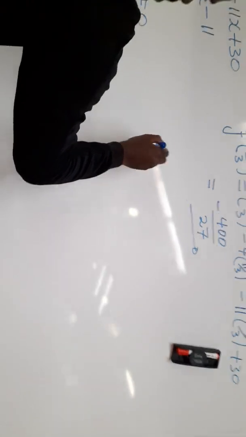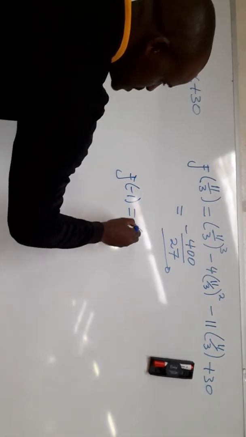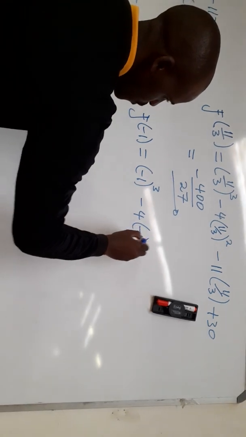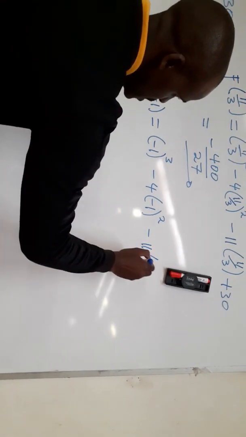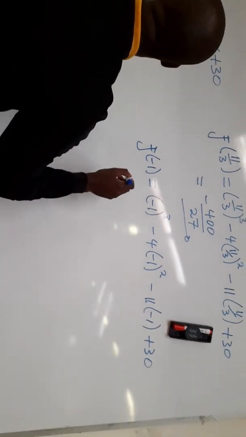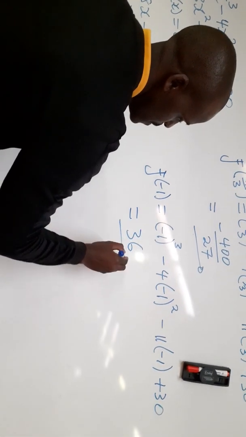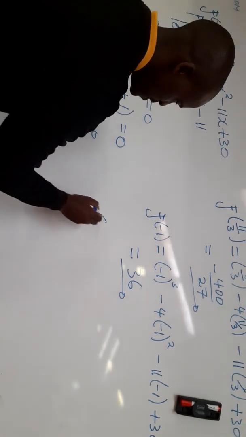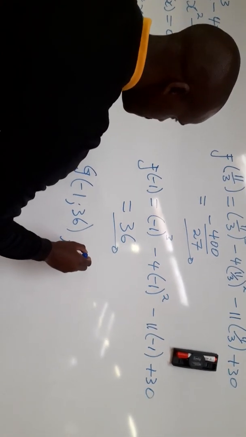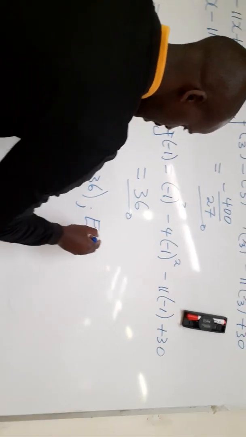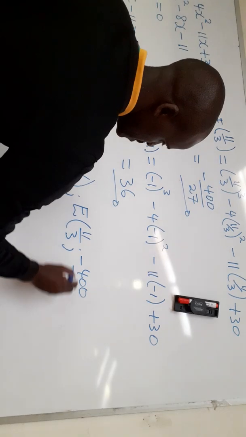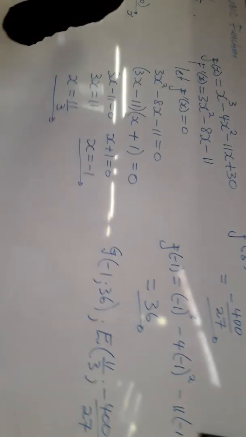Let's find f at negative 1. It's negative 1 cubed minus 4 times negative 1 squared minus 11 times negative 1 plus 30. This will give us 36. Therefore, the coordinates of G are negative 1, 36. The coordinates of point E are 11 over 3, negative 400 over 27. So we've got 36 here.